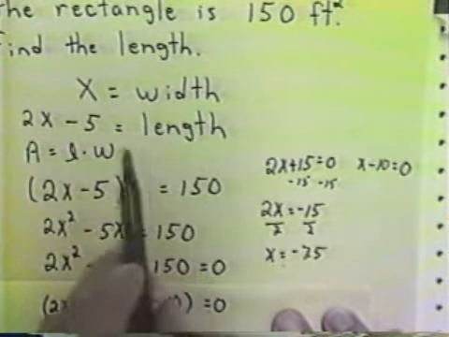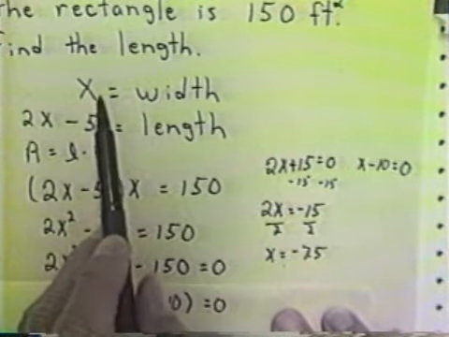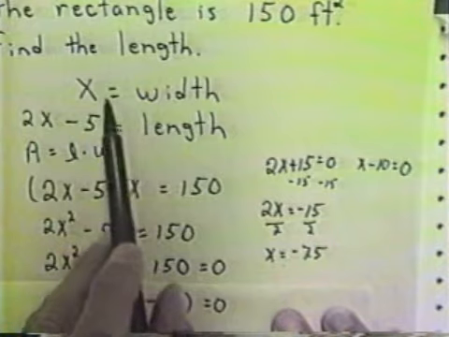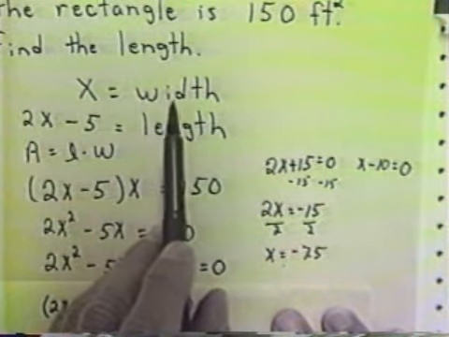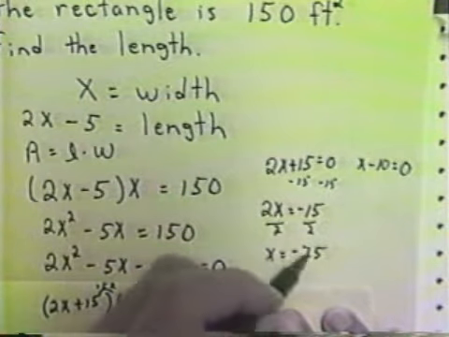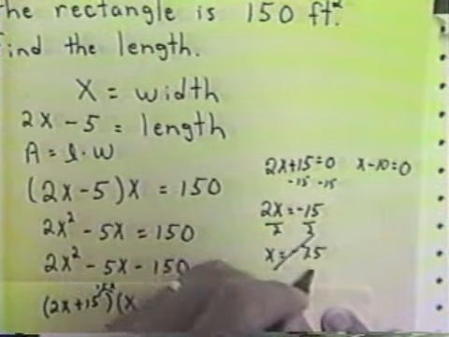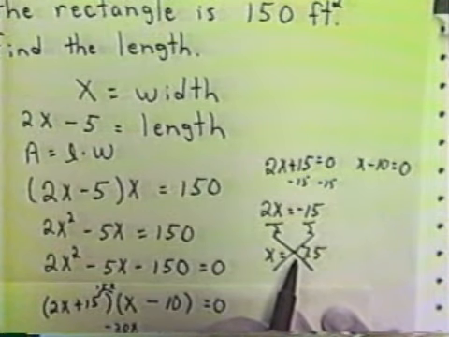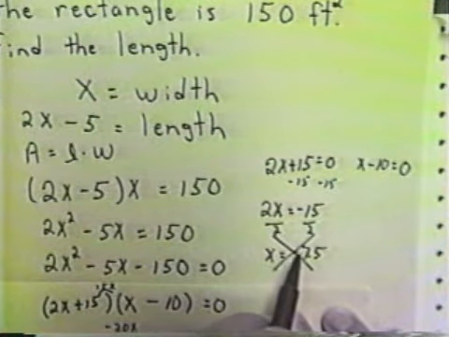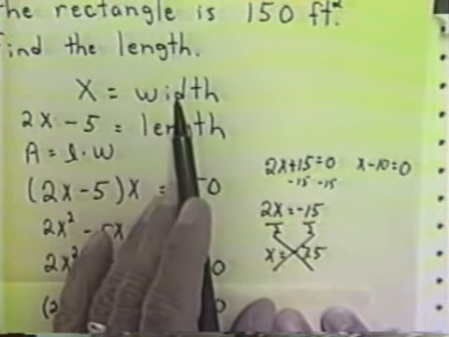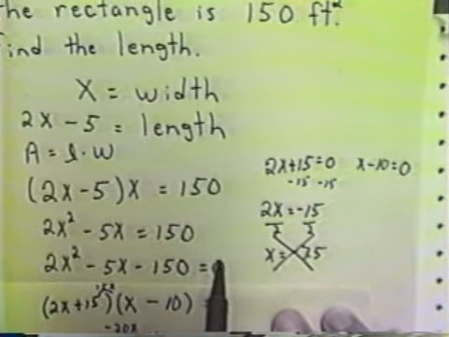Now let's think about it in this case. In this problem, x stands for width, the width of a rectangle. The width of a rectangle is a distance. Distance cannot be negative. So from the realistic standpoint, this answer can't be. Mathematically it's fine, but from a physics standpoint it can't be. So we cannot have a negative distance or a negative width.